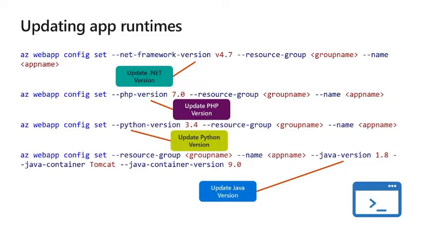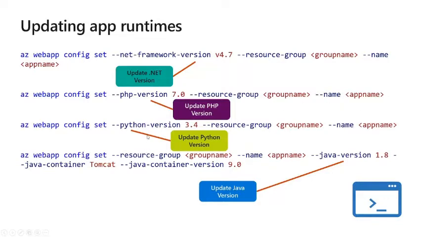To update the application runtime, use az webapp config set. So you have this command and then you say net-framework-version v4.7, then the resource group name and the name of the app. Simply, you updated your .NET Framework version. Then if it is a PHP version, you can update the PHP version with the same configuration, resource group name and the name of the web app.